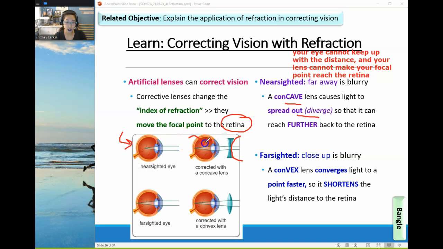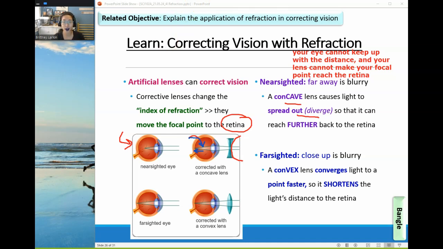So that means that we can actually reach further back. And so now your focal point is actually reaching your retina, the back of your eye, and you'll get a clear image, right? So again, we're not diverging to the point where the light is completely like this. It's just that here's where my focal point usually is. And so by diverging the light a little bit more, we're able to make that focal point go back a little bit further, right? We're stretching out that focal point so that it reaches our retina.